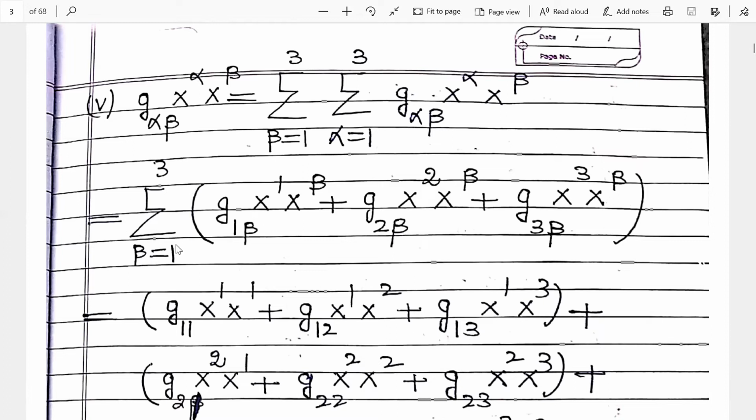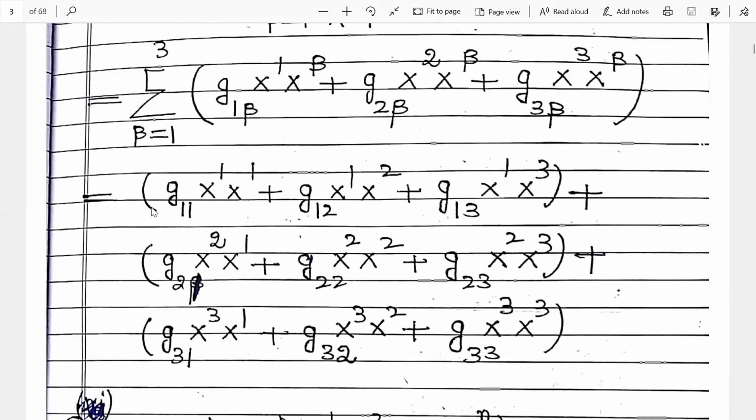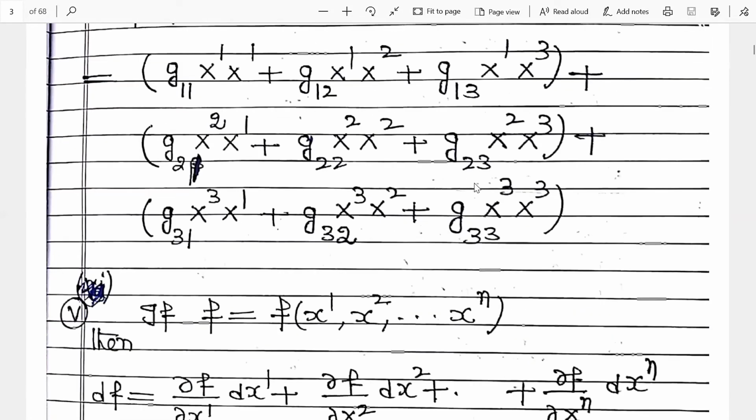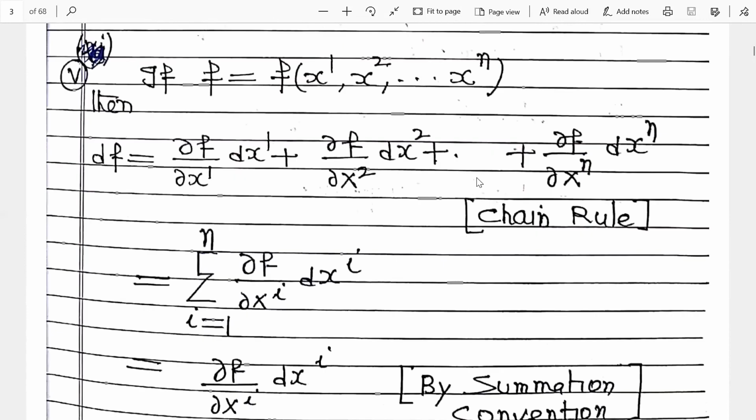Now taking the second summation, that is with respect to beta, this is again a first term, second term, and third term. It means this is basically a double summation in terms of alpha and beta over these values. So that is the Einstein summation convention.